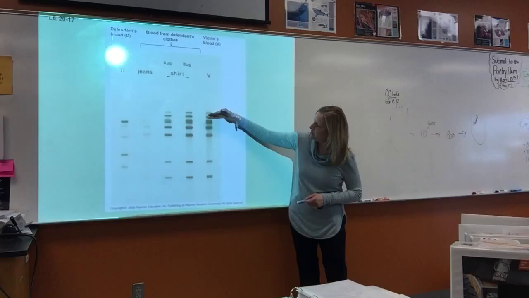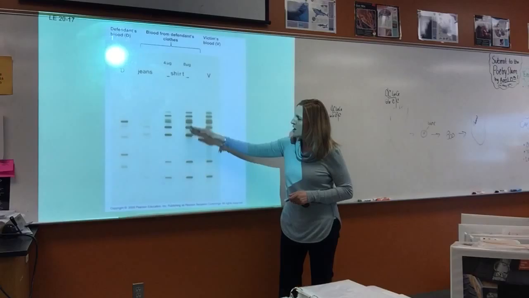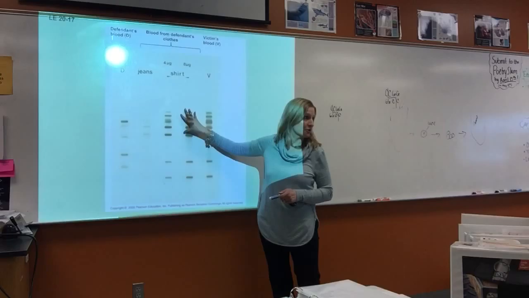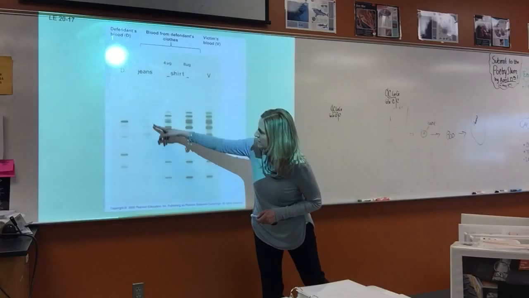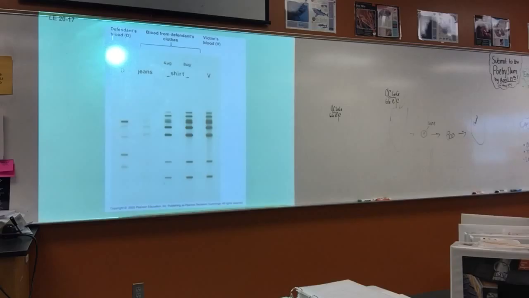That's right. So the banding pattern here for the different sized fragments of DNA is the same as the two that are found on the defendant's shirt. And so what this is saying is that the defendant had the victim's blood on his or her shirt, all right? And so then it looks like they also have somebody else's blood on here, because this doesn't match either theirs or the victim's, right? So there's some other source as well. So that's another puzzle to be solved, all right? But that would be a piece of evidence against the defendant.